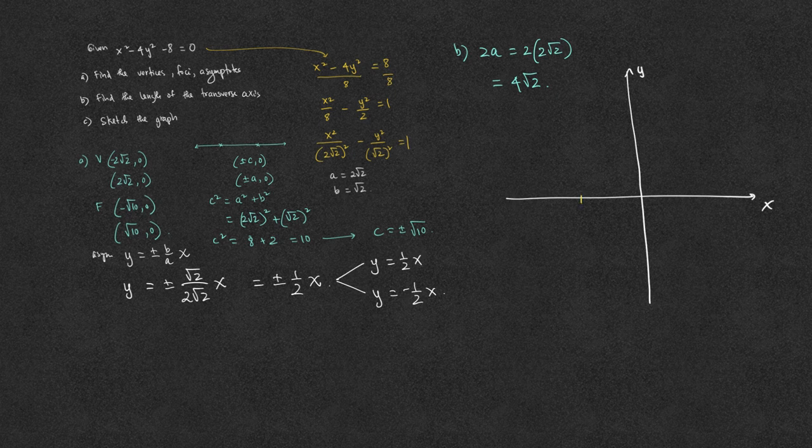The vertices are at negative 2 root 2 comma 0 and positive 2 root 2 comma 0. The foci are at negative root 10 and positive root 10. The asymptotes are y equals 1/2 x and y equals negative 1/2 x. We then sketch the two branches, each branch going through a vertex and following the asymptotes.